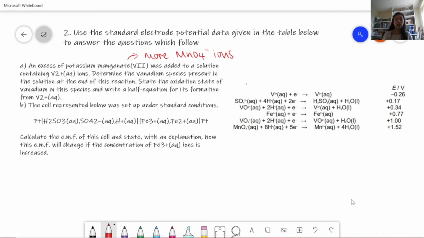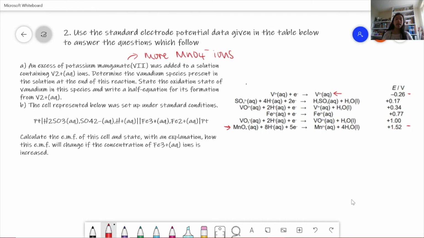And so we can see in this equation here that we would have more of these MnO4 minus ions. And so if we have this connected up to this V2+ here, if we have these 2 half cells connected up, because the V2+ V3+ half cell has a more negative standard electrode potential, this -0.26 compared to this 1.52, that means that the V2+ V3+ half cell would reduce the MnO4 minus Mn2+ half cell.